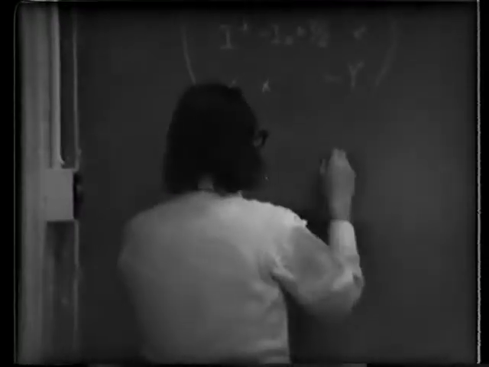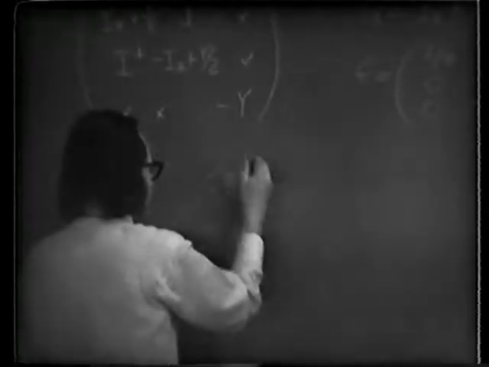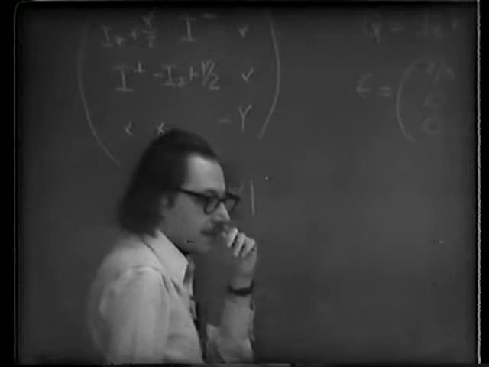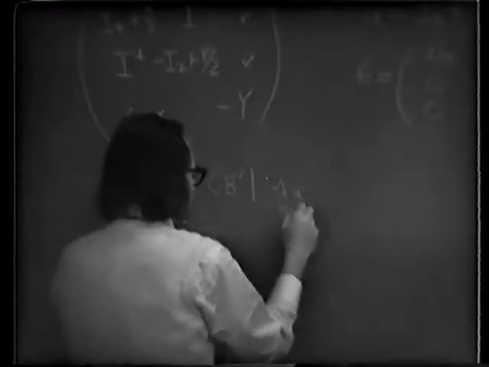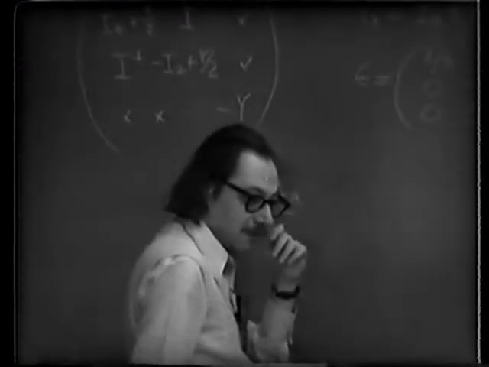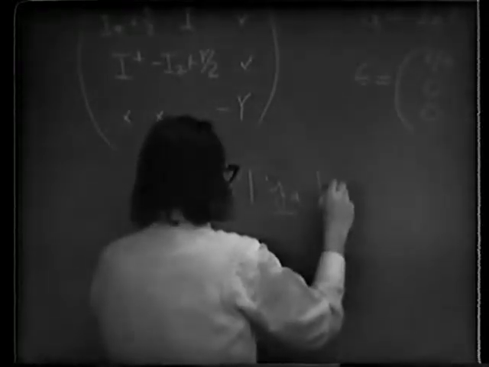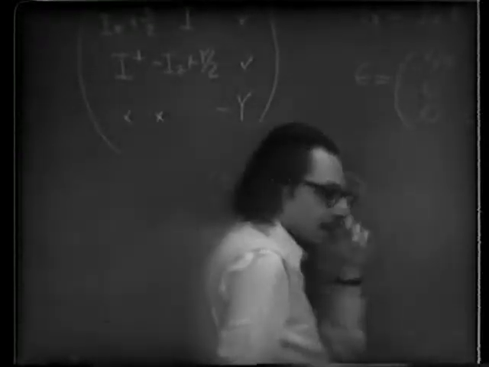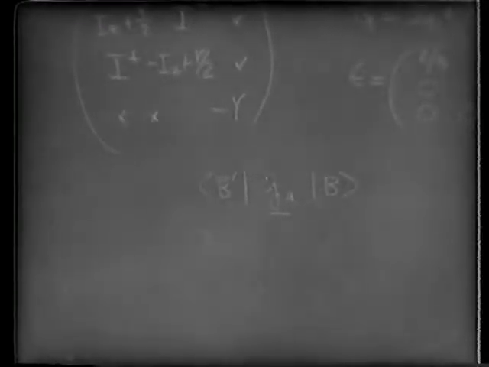Let me consider the matrix element, all space and spin indices suppressed, between some baryon state B prime of a general current in the octet. I'll put an underline in there. That's an octet of currents, a matrix made out of currents, just like this generator matrix B. Arbitrary initial baryon, arbitrary final baryon.